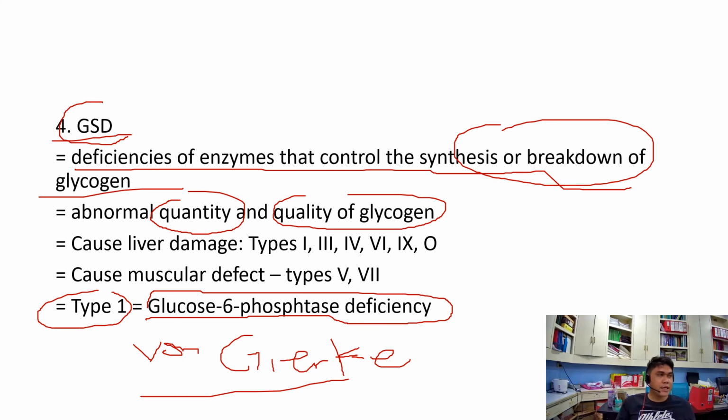So for GSD, there's an accumulation or buildup of glycogen because there is a deficient enzyme that is needed in the breakdown of glycogen. So there is a buildup of glycogen in your liver, and it can cause hepatomegaly and liver damage. That is for GSD.